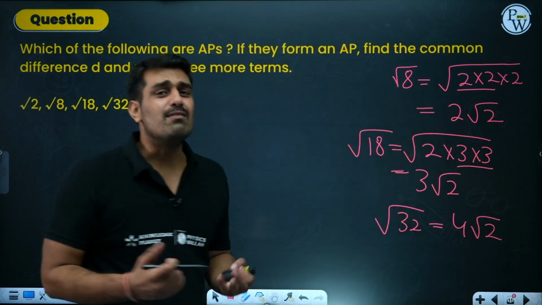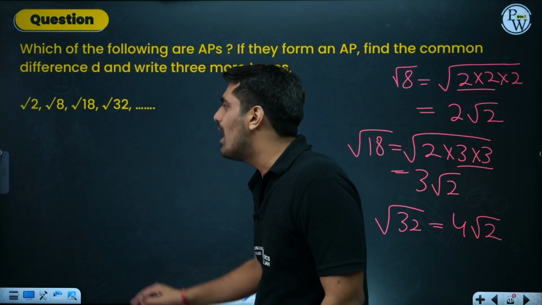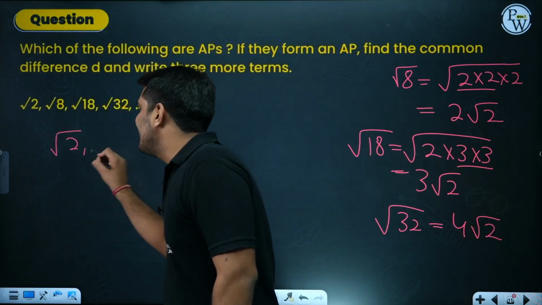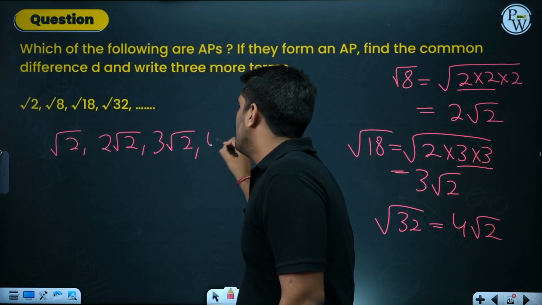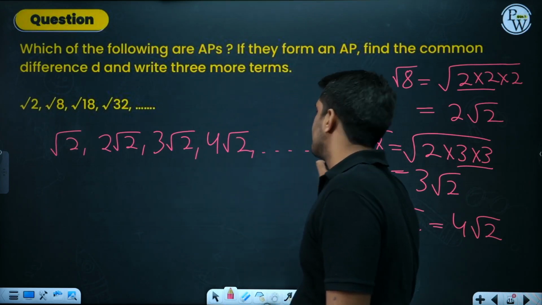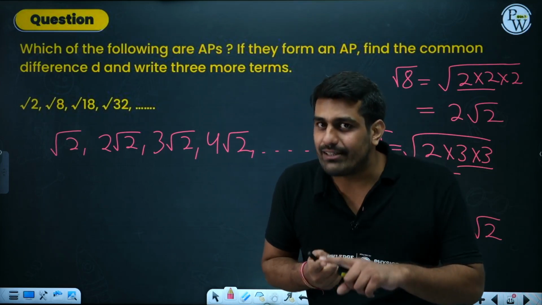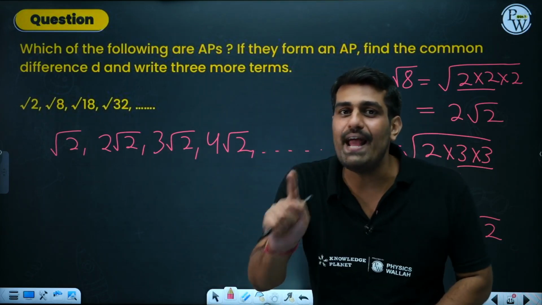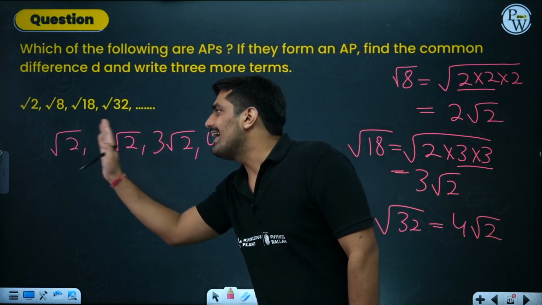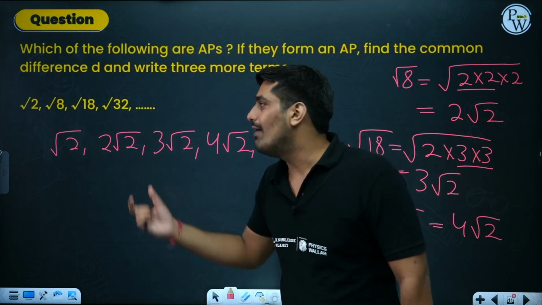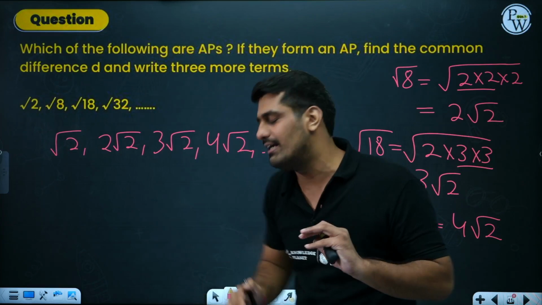What's the point, sir? Come to the point. We have learned the basic mathematics. The point is the numbers written over here are root 2, the next number is 2 root 2, the next number is 3 root 2, the next number is 4 root 2, and so on. Now listen to me carefully. To check whether the given sequence is an AP or not, you need to take out the common difference. Always subtract the first term from the second term, not the vice versa. Then the things will be different.